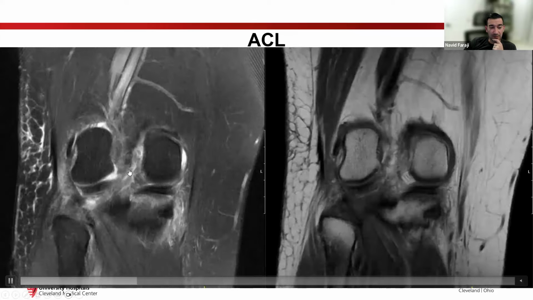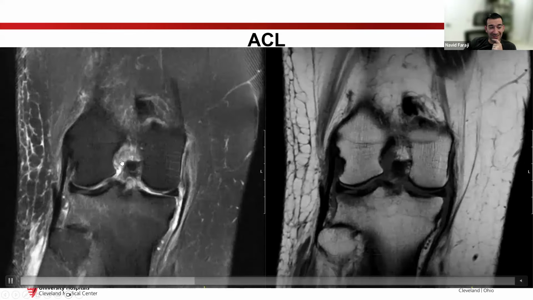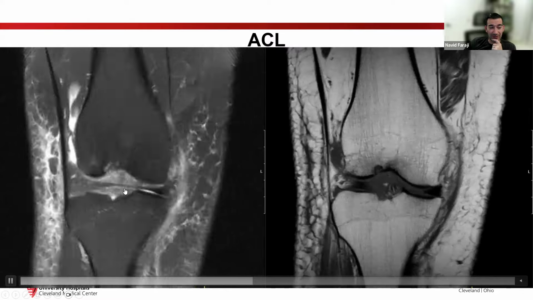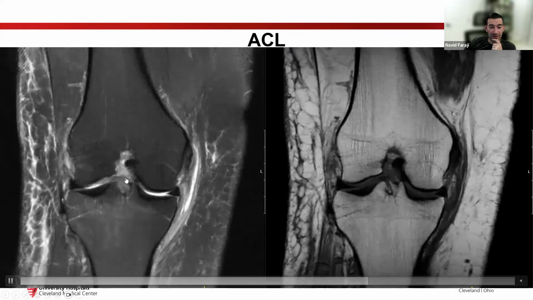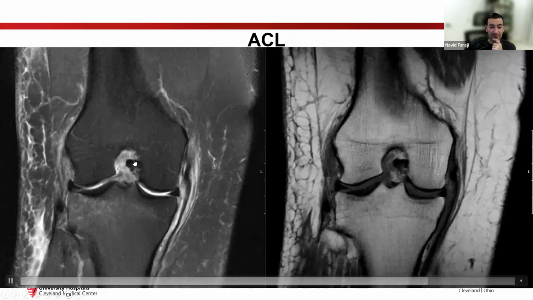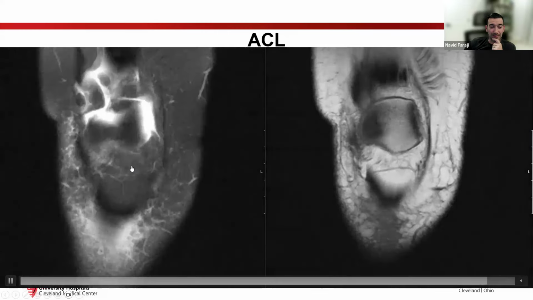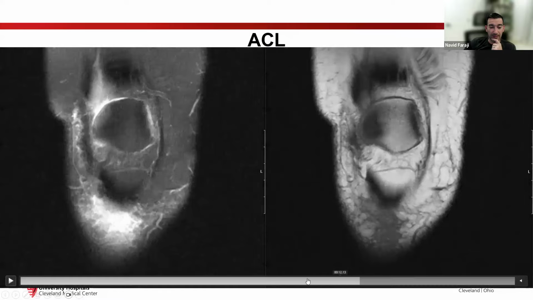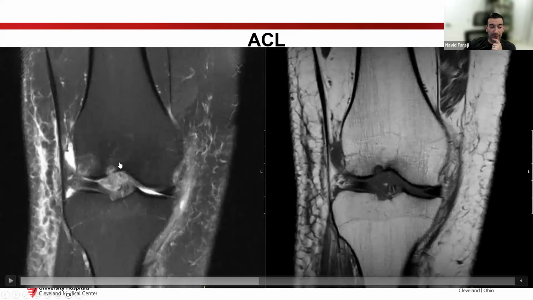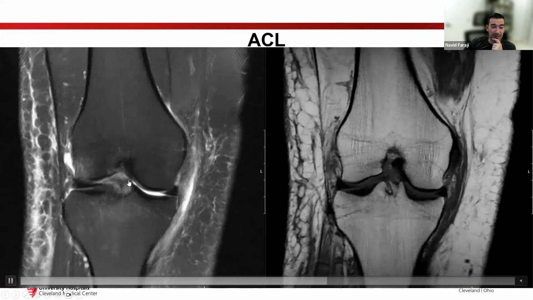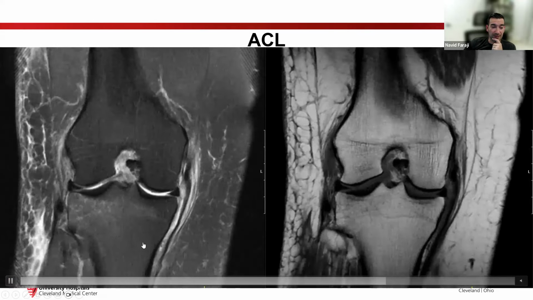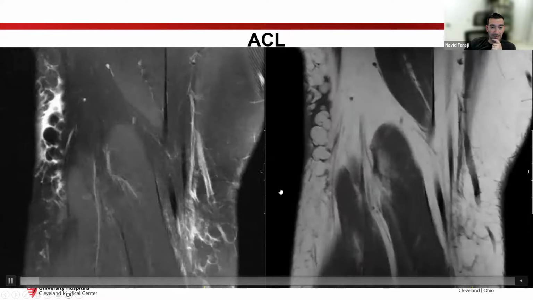And we're going to go through these real quick just to see again, ACL should be going from your lateral femoral condyle to your tibial eminence, and there's basically no tissue that's going from here to here. In contrast, you see the PCL that's hypointense, going from the medial femoral condyle to the posterior tibia, but we do not see an intact ACL.